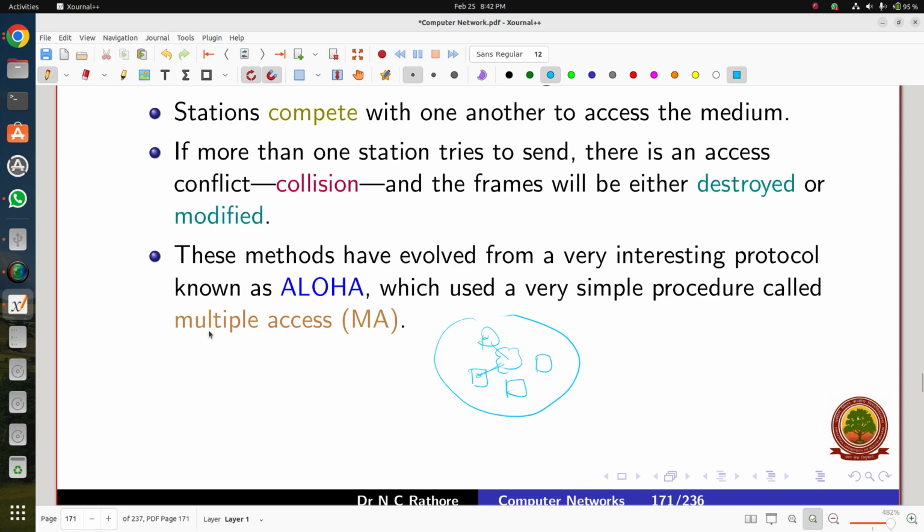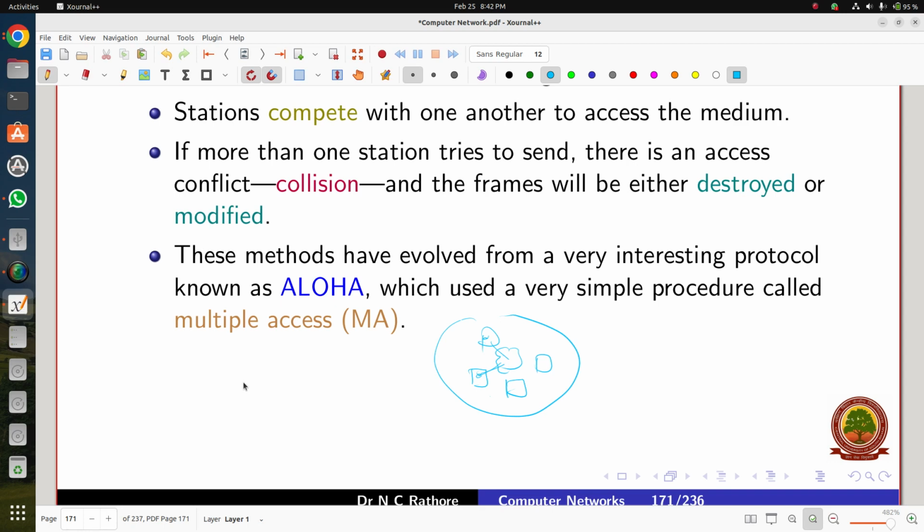All these random access methods that we are going to discuss in a couple of classes have evolved from a very interesting protocol known as ALOHA. ALOHA was the earliest protocol proposed in this category, and this protocol was very simple. It is a very simple multiple access protocol, and it was the first protocol.